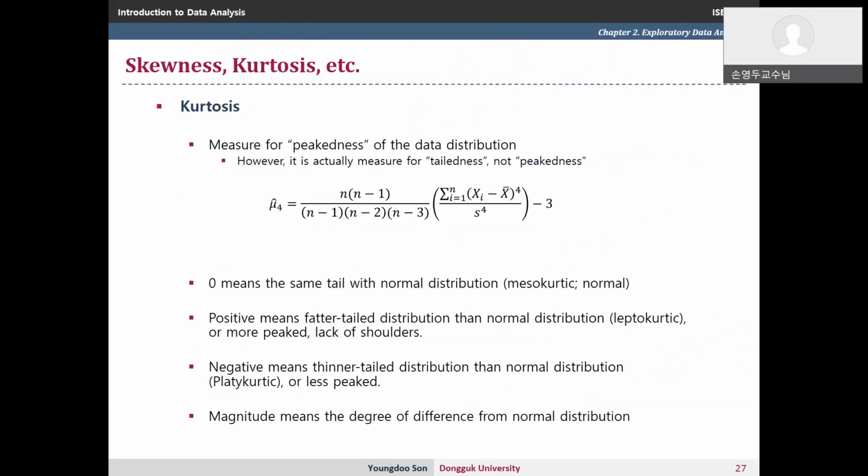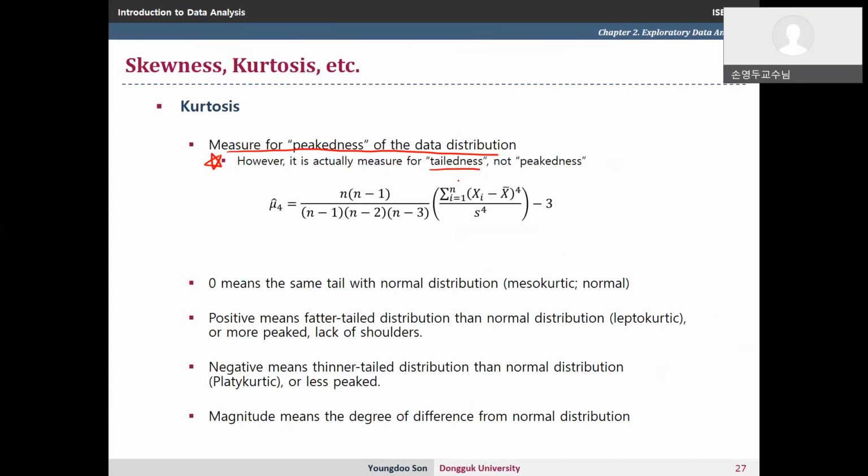And kurtosis is a measure of the peakiness of the data distribution, how peaky it is. For example, like this or this. This one has a larger kurtosis. However, this is really important. Many textbooks explain that kurtosis is a measure of peakiness. However, kurtosis actually measures tailedness, not peakedness.